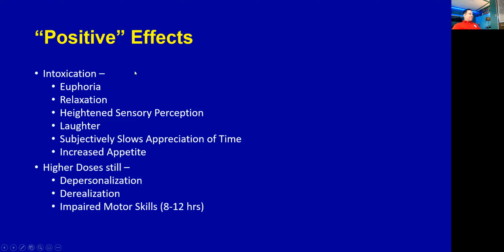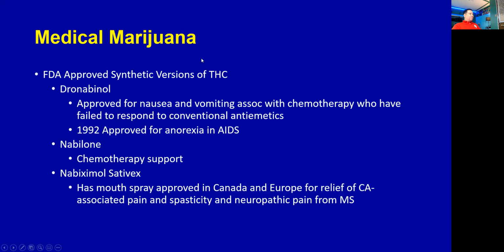What are the positive effects of cannabis? These are the so-called positive effects of cannabis. We talk a little about medical marijuana. These are the FDA approved synthetic versions of THC. Dronabinol, which is approved for AIDS and for chemotherapy. Nabilone, also the same function, antiemetic for chemotherapy. And Nabiximols, Sativex, which is a spray for neuropathic pain. Okay? And it could also function for MS.